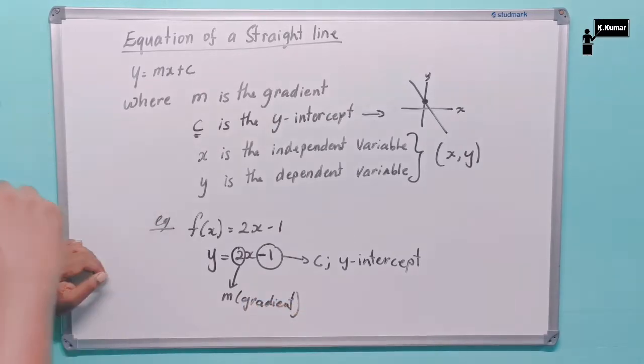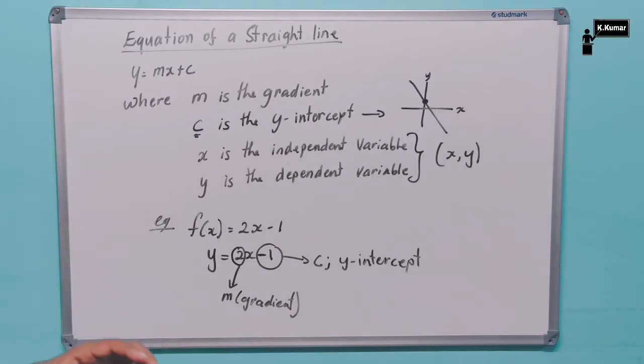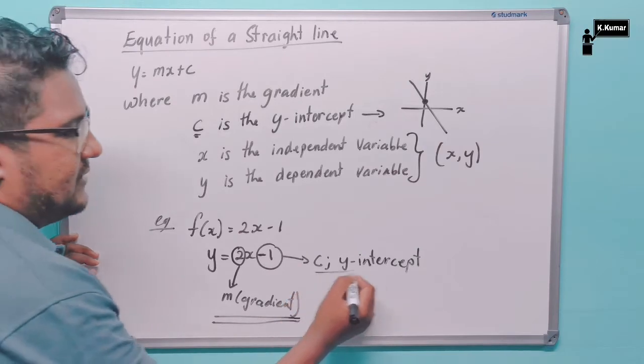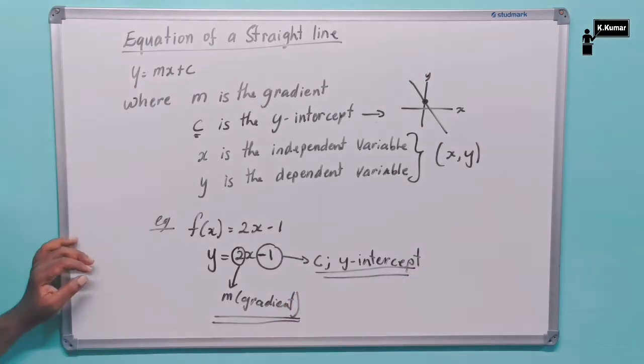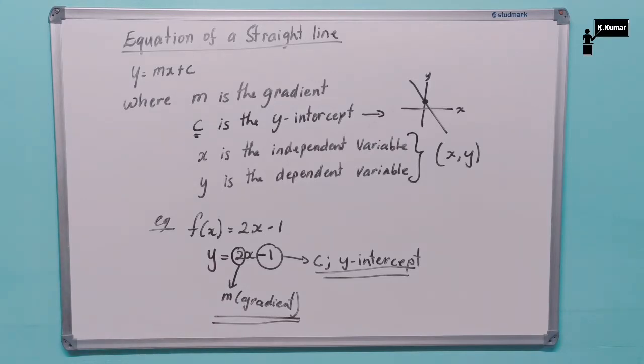So when you're writing the equation of a straight line, the things that you need would be our gradient and the intercept. So the points are usually given, or you could find them on the line.